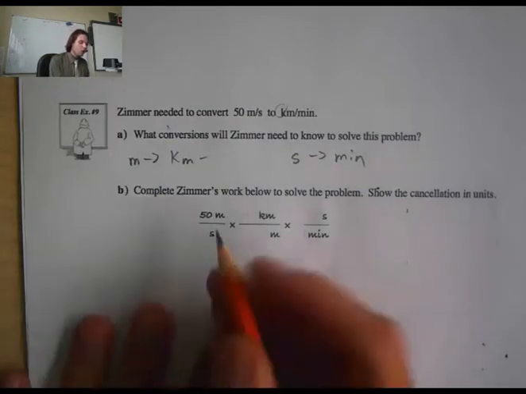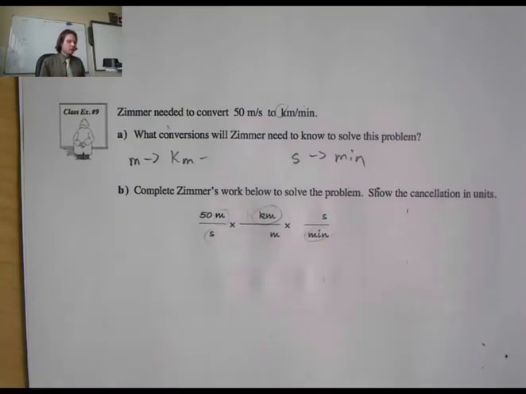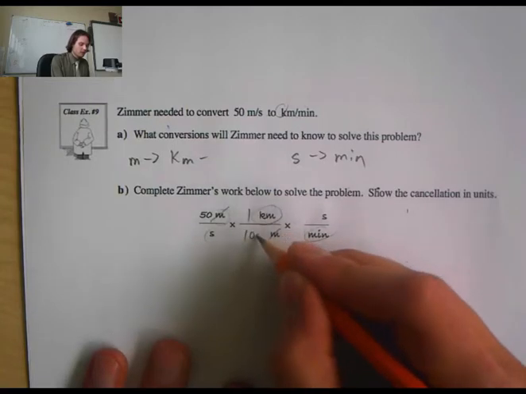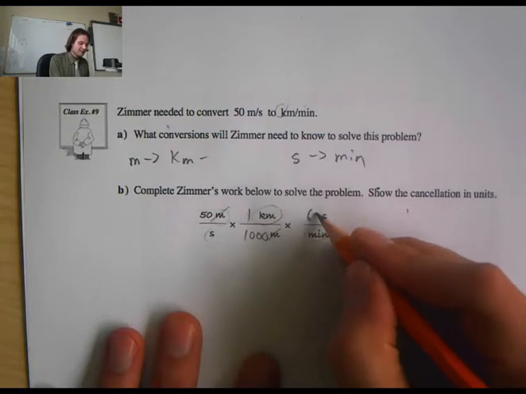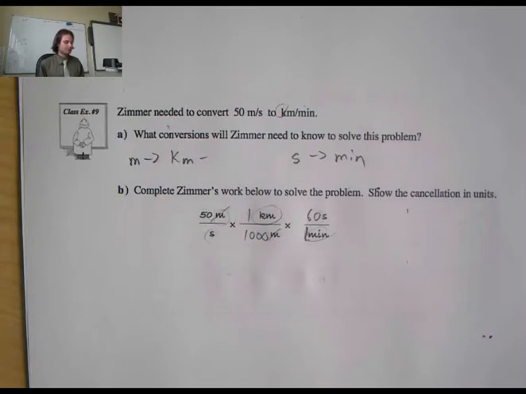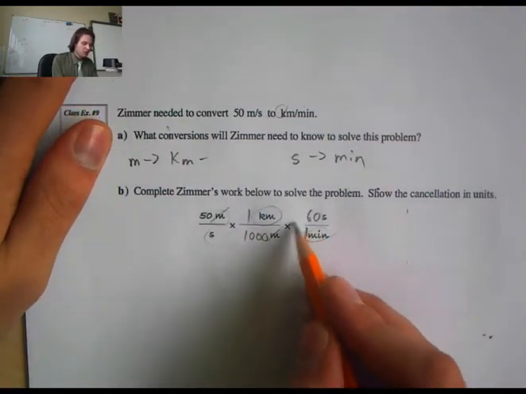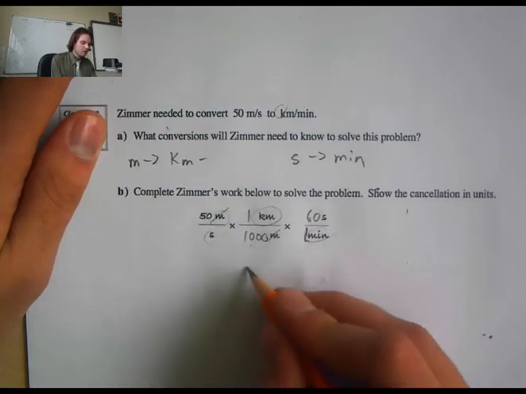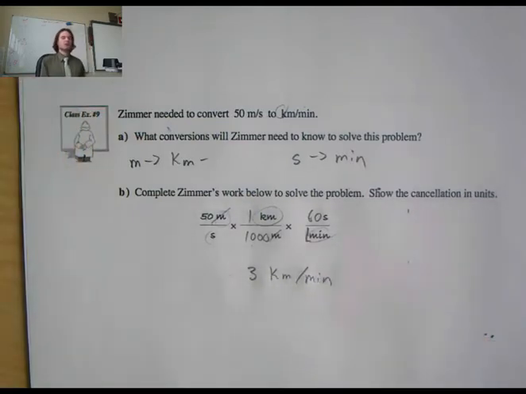So looking at this here, I want to convert meters per second to kilometers per minute, right? So we first are going to cancel off the meters here. So every 1 kilometer has 1,000 meters. Okay? Now, every 60 seconds is 1 minute, because what I want is minutes. Okay? Now, we just multiply this together. This is going to give me 3,000 over 1,000, which will give me 3 kilometers per minute. And that is my solution.